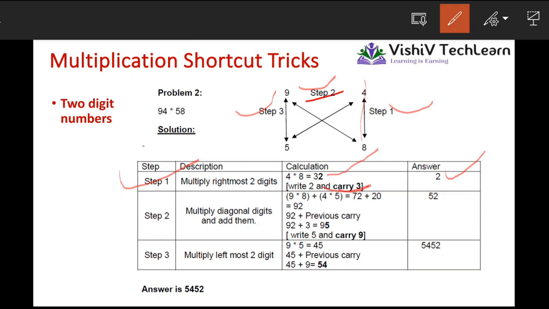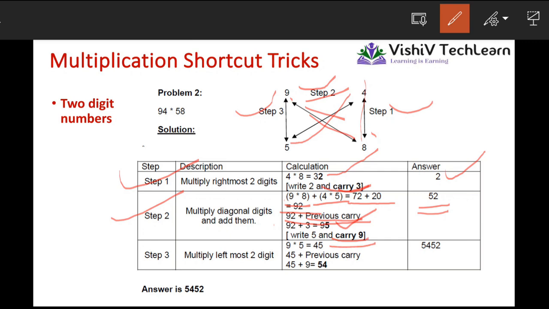Now in case of step 2, it is 9 into 8 plus 5 into 4 plus carry. So in case of step 2, here we have those calculations: 9 into 8, then 4 into 5, that gives 72 plus 20, that is 92 as the answer. 92 plus the previous carry gives 95 as the answer. So 5 will be part of the answer, 9 is carry.